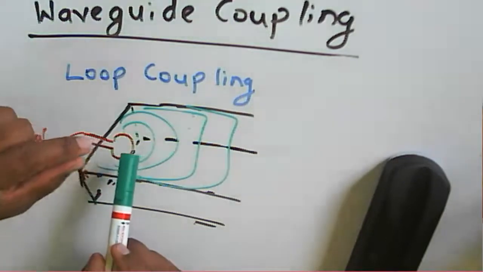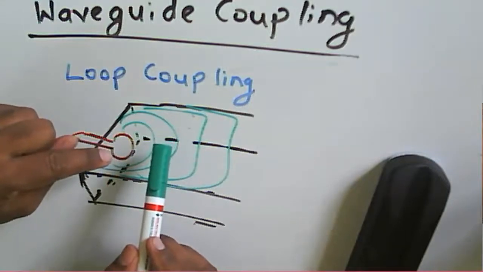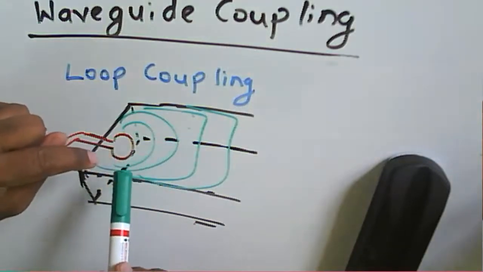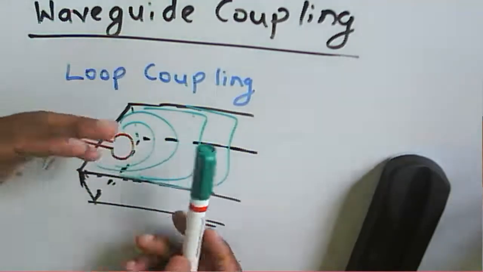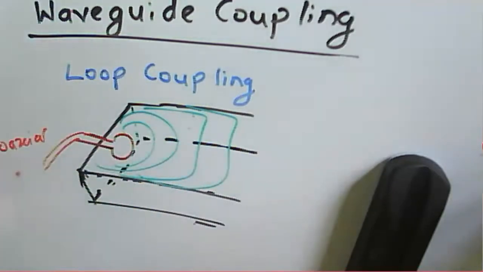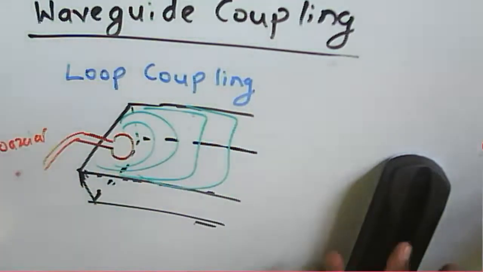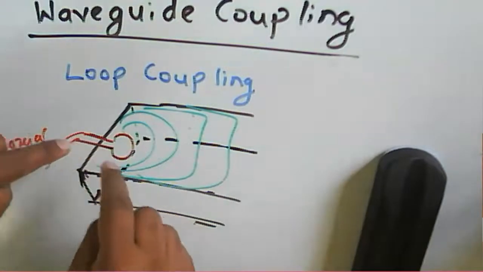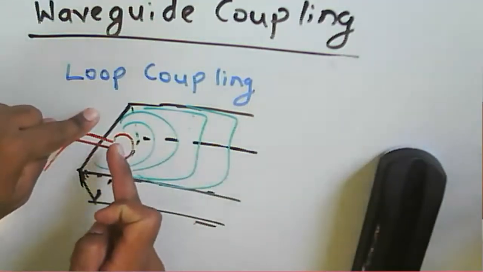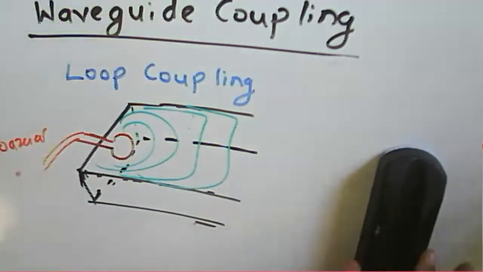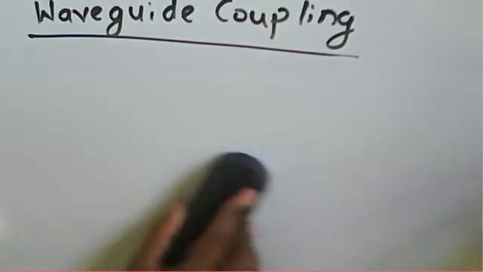So that loop is used to introduce a magnetic field, and that is about inserting the power. Similarly, if we wanted to remove the power from the guide, then the loop is used to take out the power by inducing a current inside the loop through the magnetic field. So we will take out the power from this loop. So that is about loop coupling.